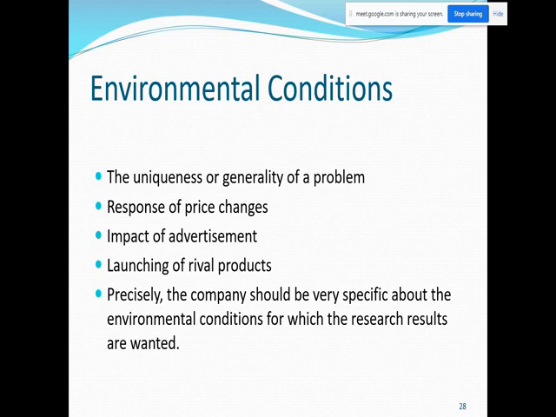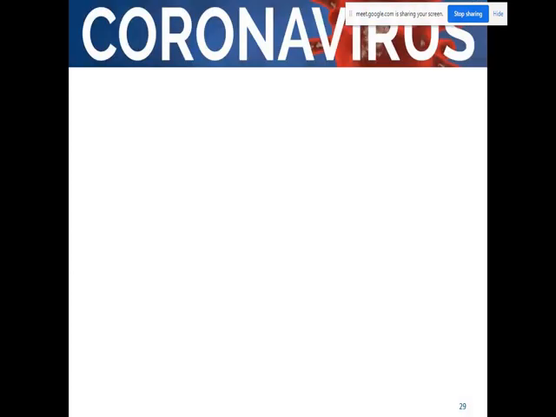Precisely, the company should be very specific about the environmental condition for which the research results are wanted. Generally, the research results that are surveyed and take some time to obtain are subject to a given environmental condition, and the results are obtained on the basis that the environmental condition does not change. And if the company wants research results for a changed environmental condition, they have to tell the researcher that these are the changes which might take place in the business environment of that organization, or outside in the market, and based on that we want the result. So these things are to be very specified in this case.